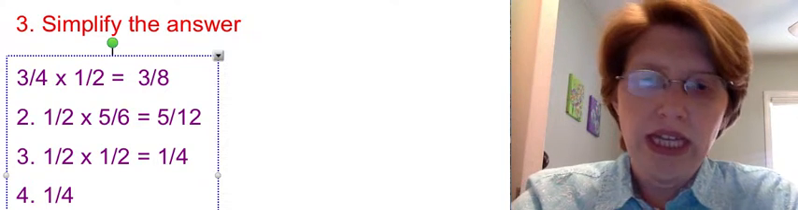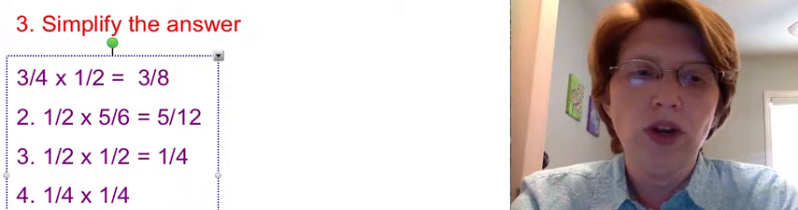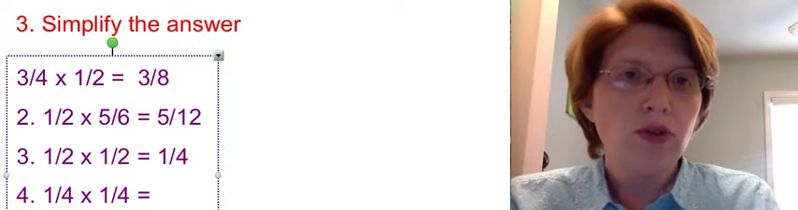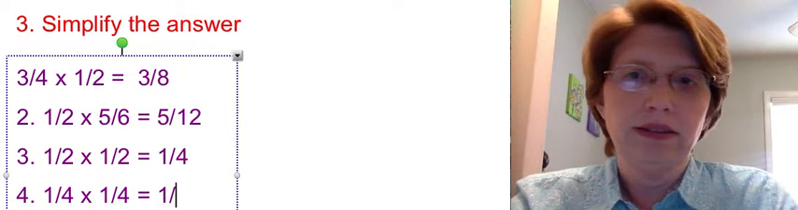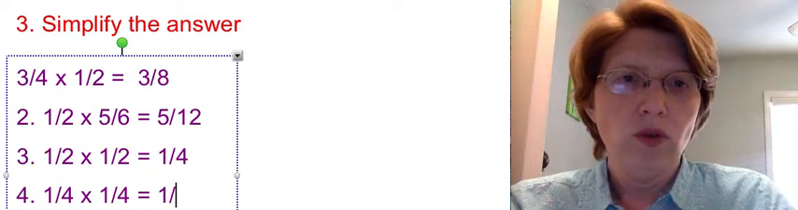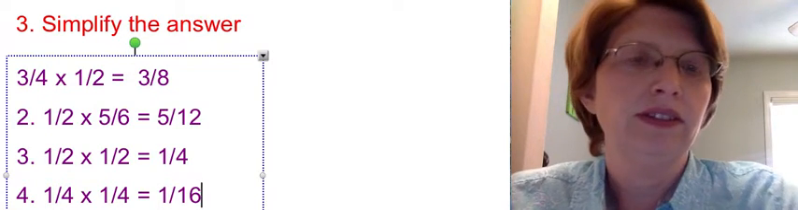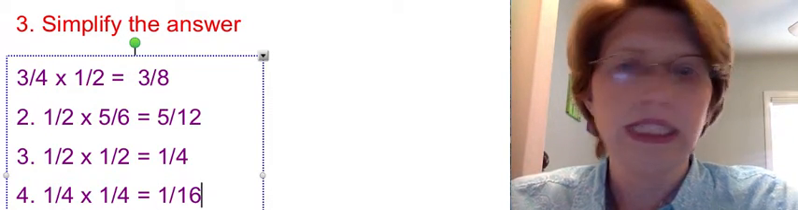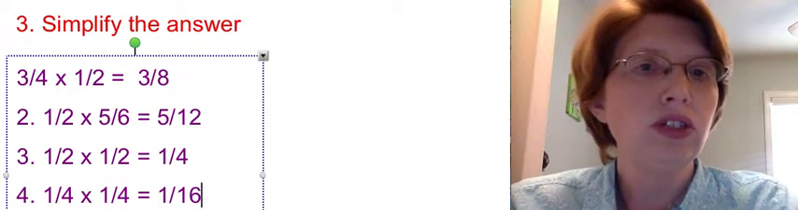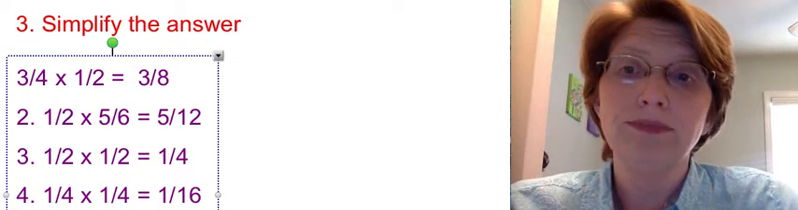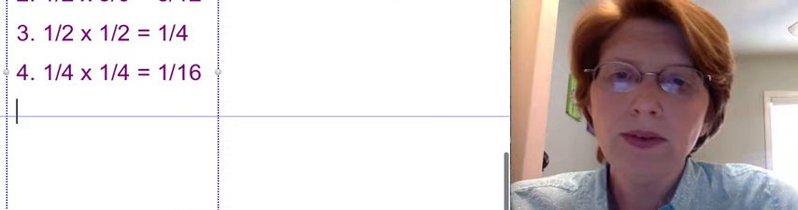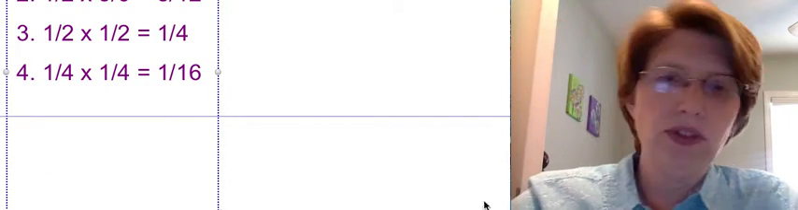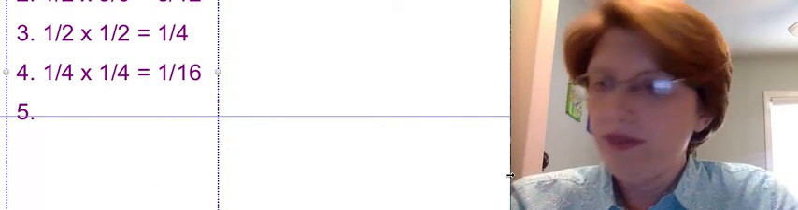Okay, number 4. You're cruising with me now, I know it. 1/4 times 1/4 equals numerators. 1 times 1. Denominators. 4 times 4. Done. 1/16. Can't be reduced because the top number is a 1. Okay? Let's go ahead and finish off the front of this.